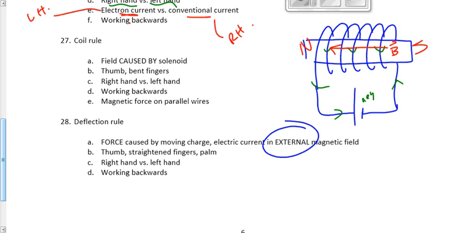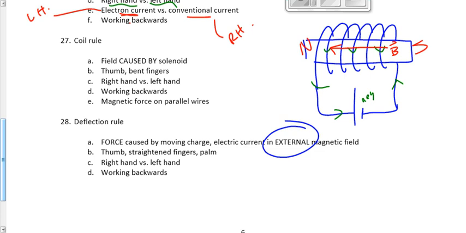This time, for this one, we got thumb in the direction of the particle, fingers field, external field, palm points in the direction of the force. Thumb, fingers, palm. Right hand versus left hand. Again, positive, negative particles. And able to work backwards. It's not always thumb, fingers, which way does your palm point? Sometimes it's palm, thumb, see which way your fingers point, or palm, fingers, see which way your thumb points.